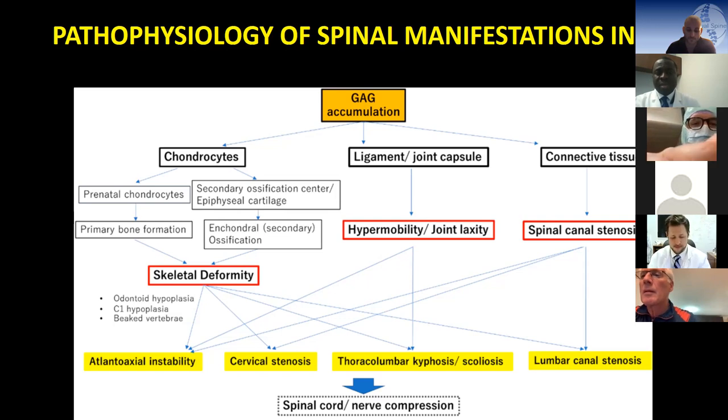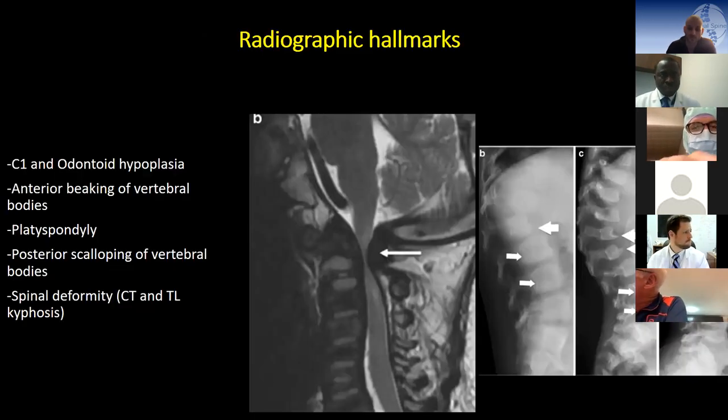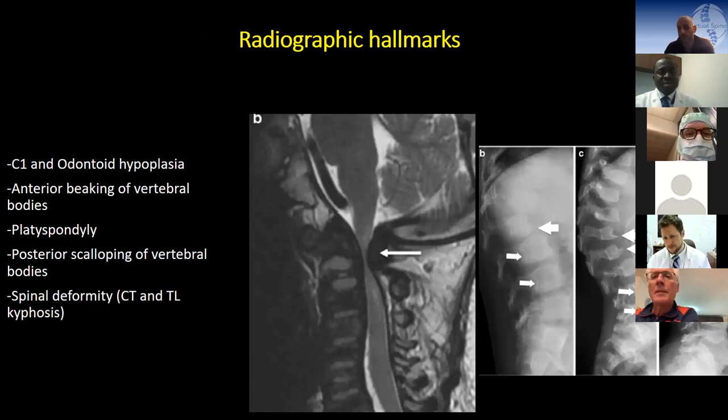And then again, involvement of the connective tissues leads to deposition of these glycosaminoglycans in the extradural space that can also lead to spinal canal stenosis. Some of the radiographic hallmarks that you encounter are shown here. Typically, it's not uncommon that you see both C1 and odontoid hypoplasia. Characteristically, there's anterior beaking of the vertebral body, in most of these kids with this pathology.